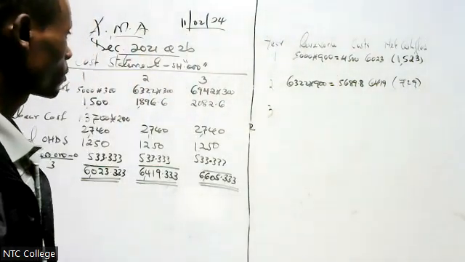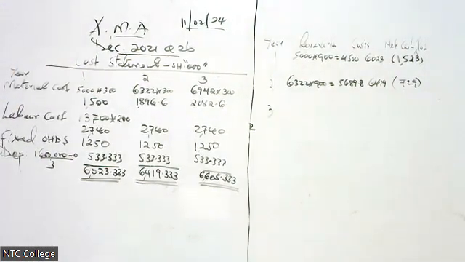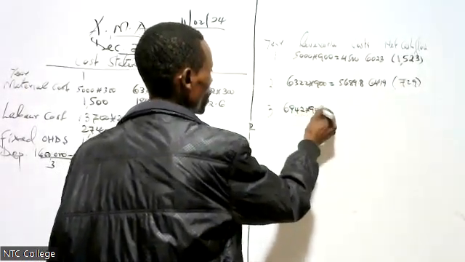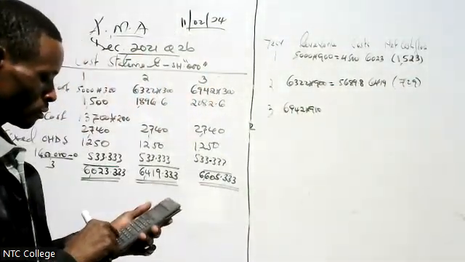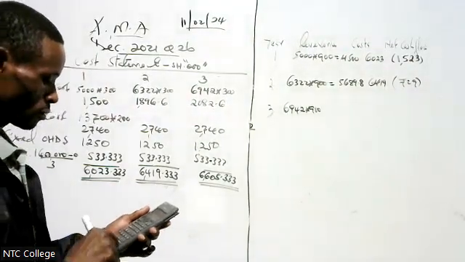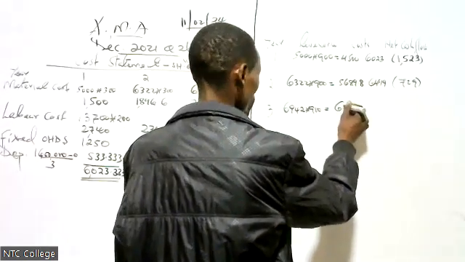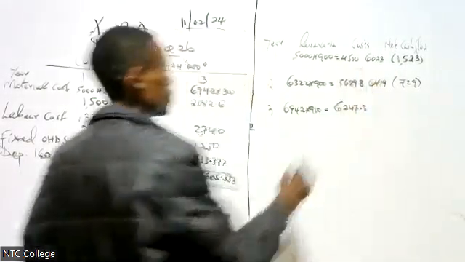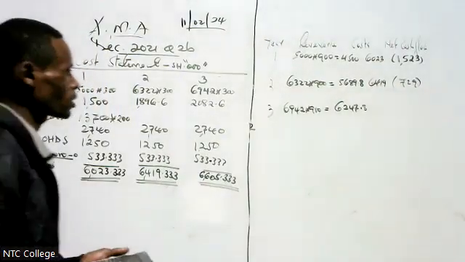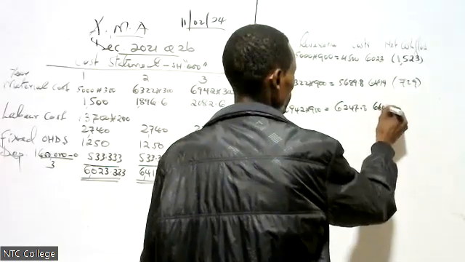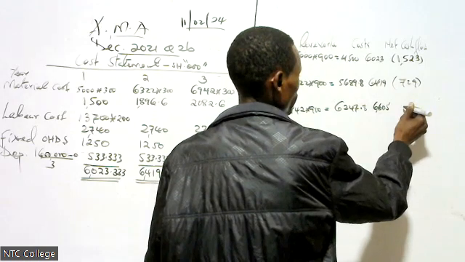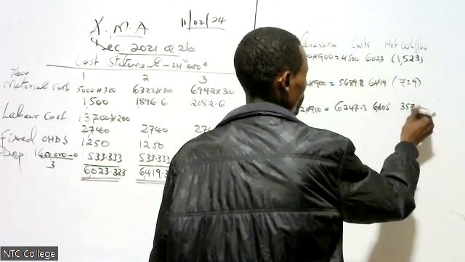What was the number of shares? Number of shares ilikuwa 6942. 6942 times 900. Point 8. Then we have the net, the costs. Costs are 6605. Minus 357.58. Negative 357. 357. Yeah.